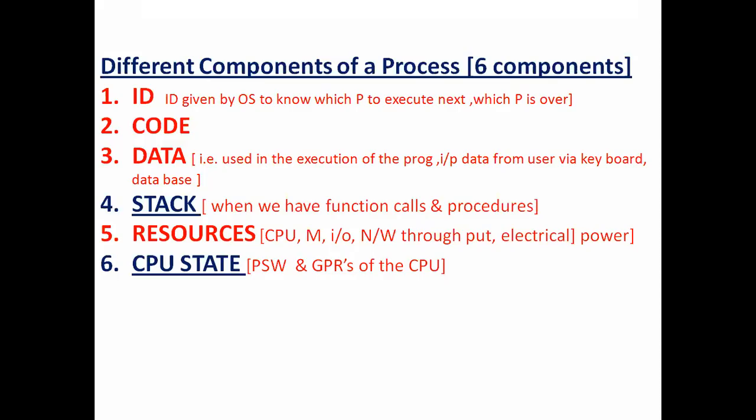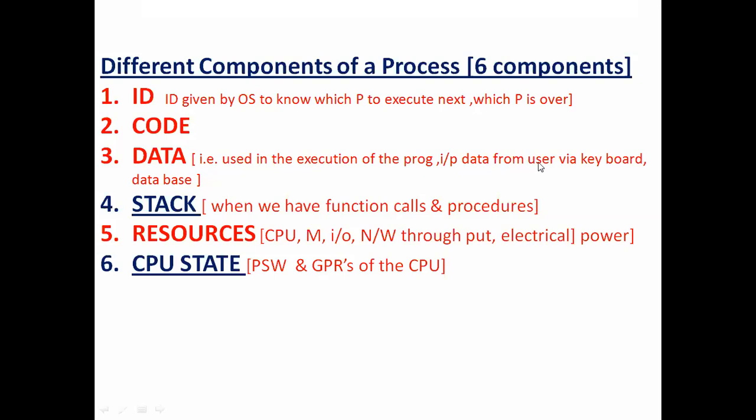The second one is the code. The second component of a process is the code, which is nothing but the program or process that any user is able to write. And the third one is the data. This data is used in the execution of the program.